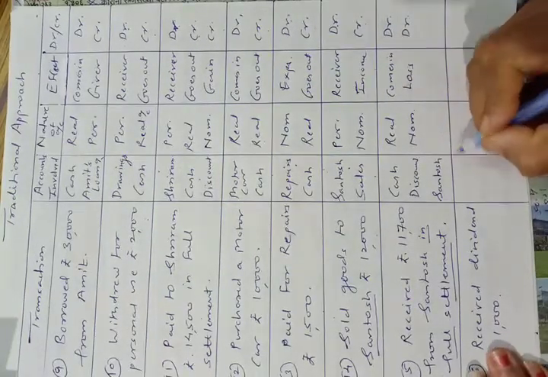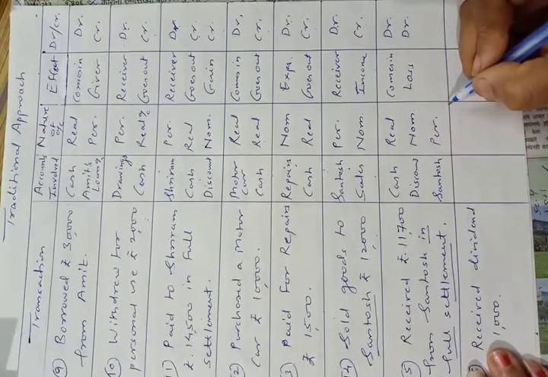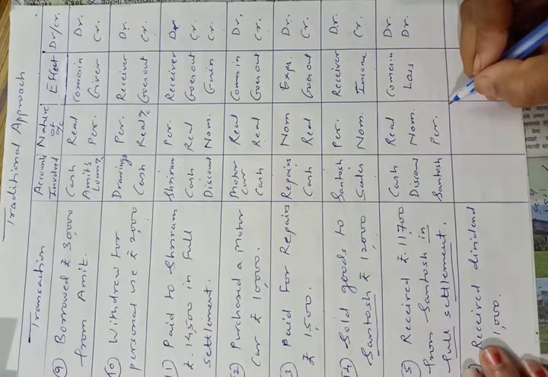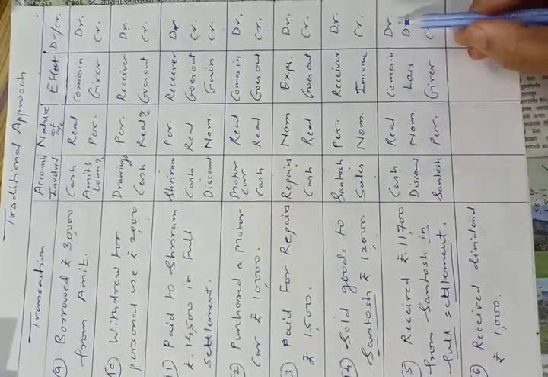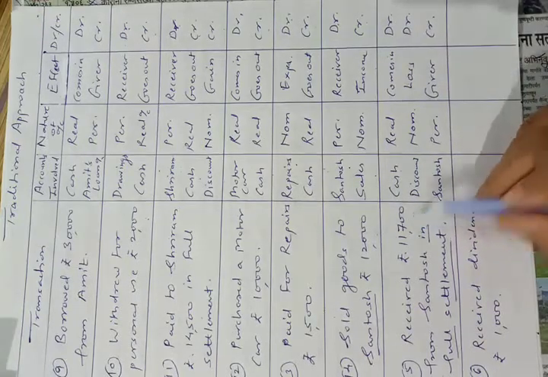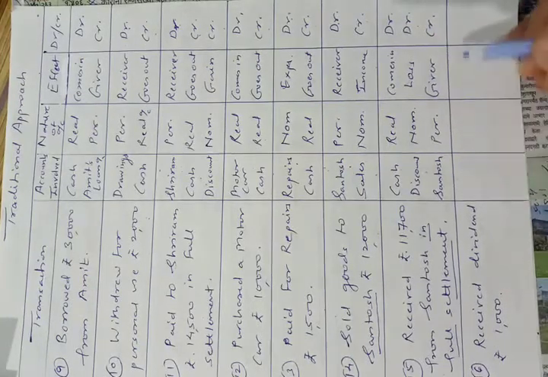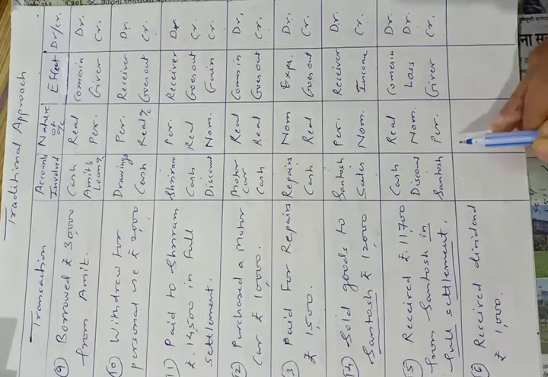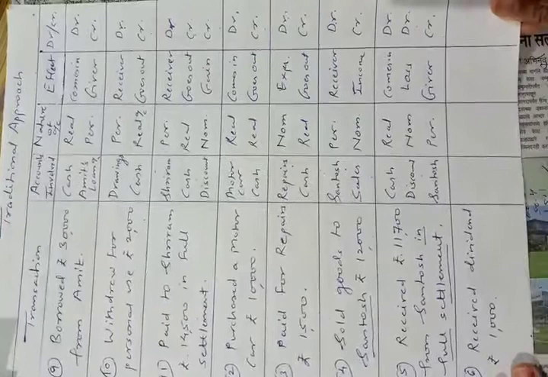Now Santosh, it is a personal account. Rule of personal account says that debit the receiver, credit the giver. We are receiving cash from Santosh, means Santosh is the giver, so Santosh account will be credited. Here cash account will be debited by received cash, that is 11,700. Discount account will be debited by the amount of discount, that is rupees 300, and Santosh account will be credited by rupees 12,000 as we have made settlement of the account of Santosh for rupees 12,000.